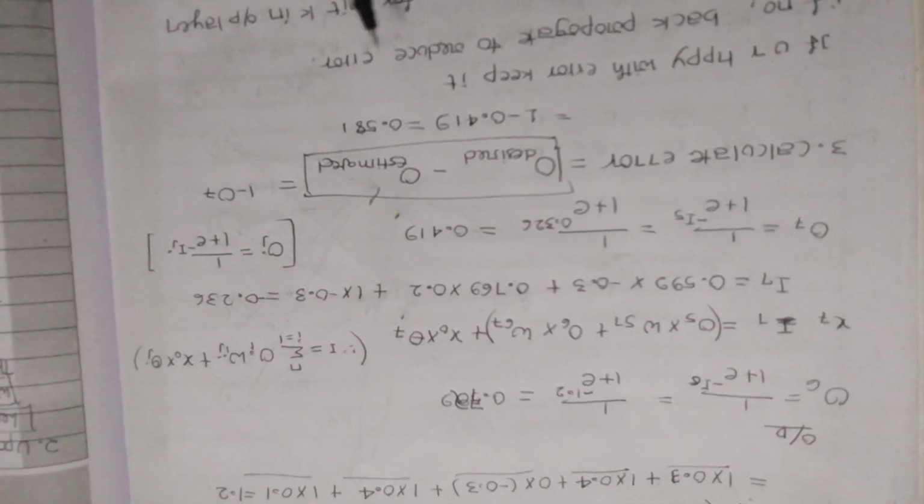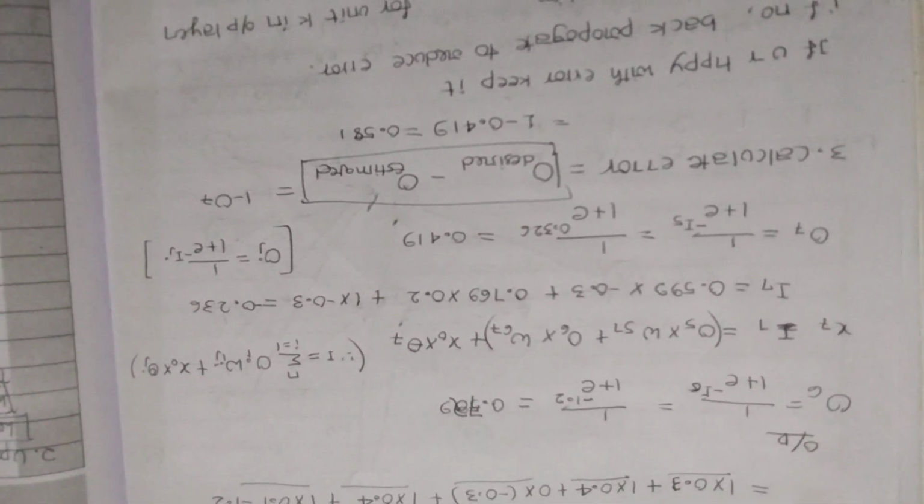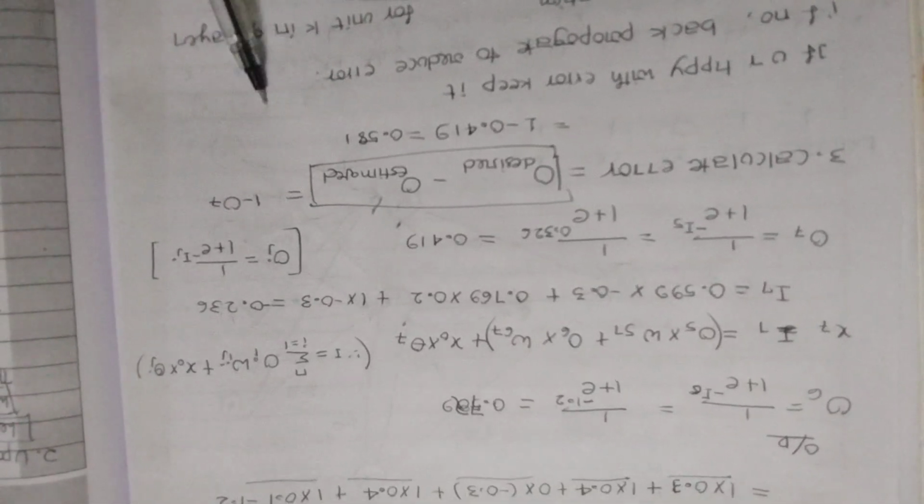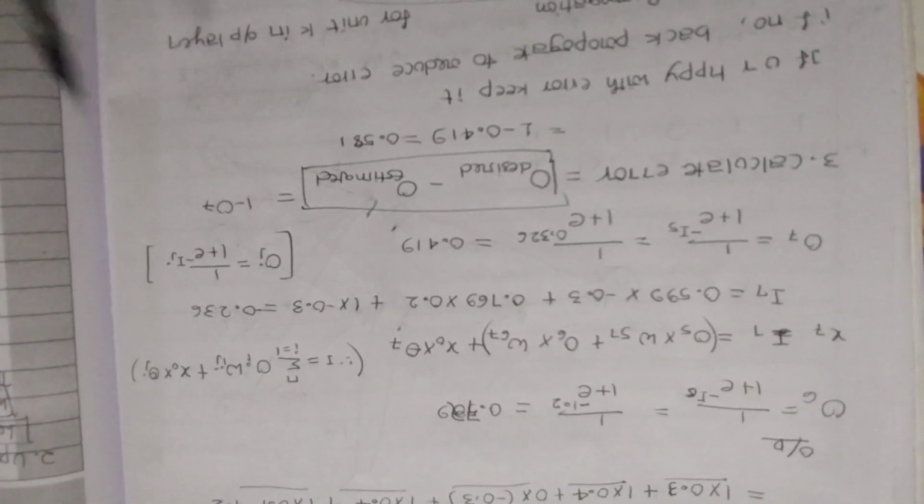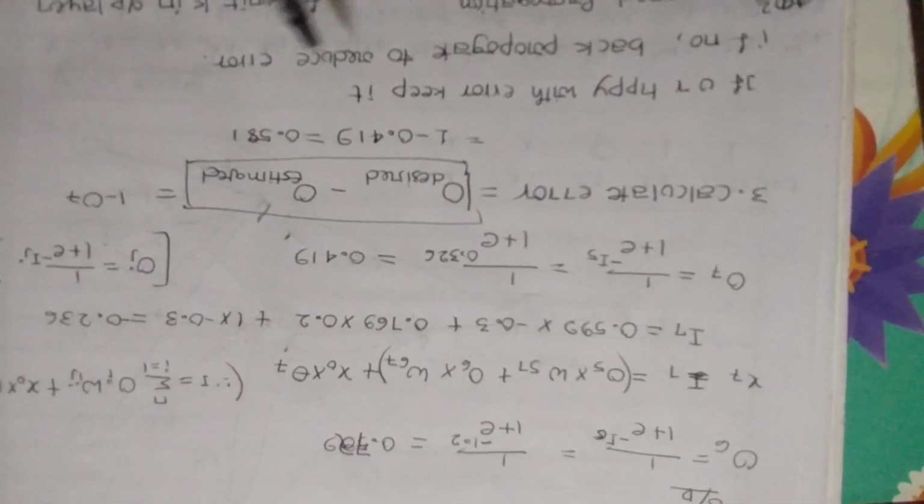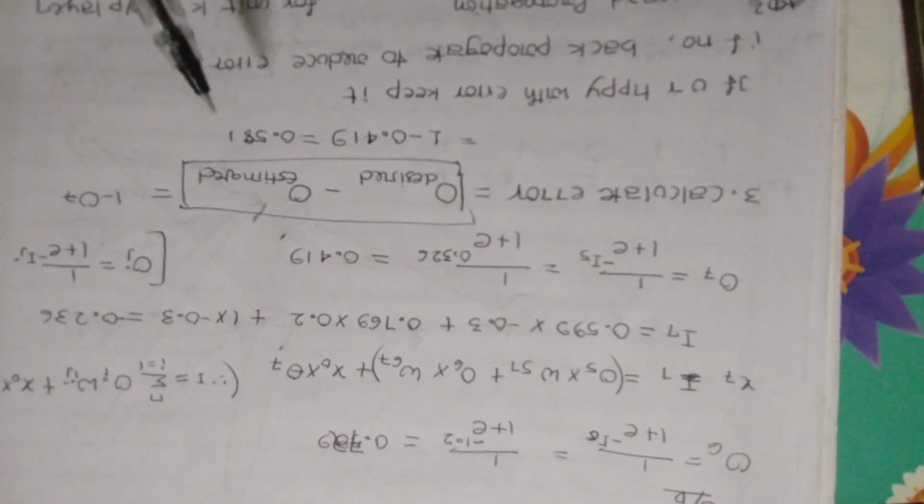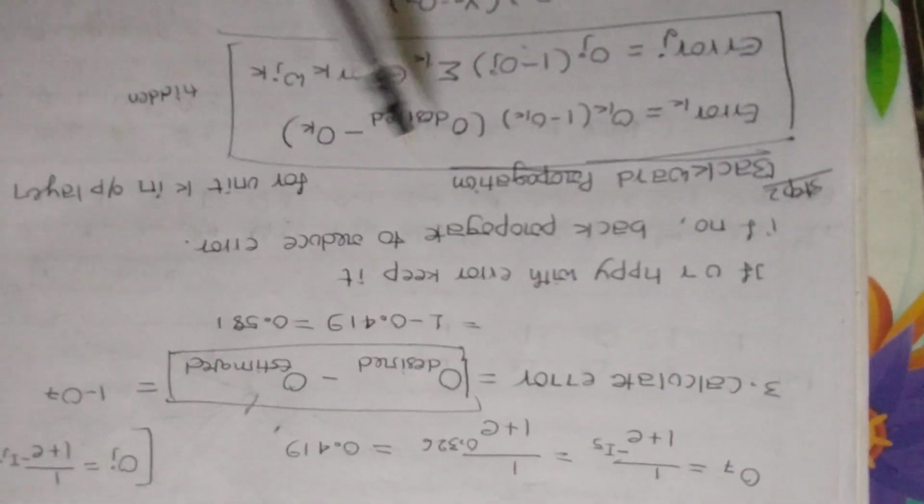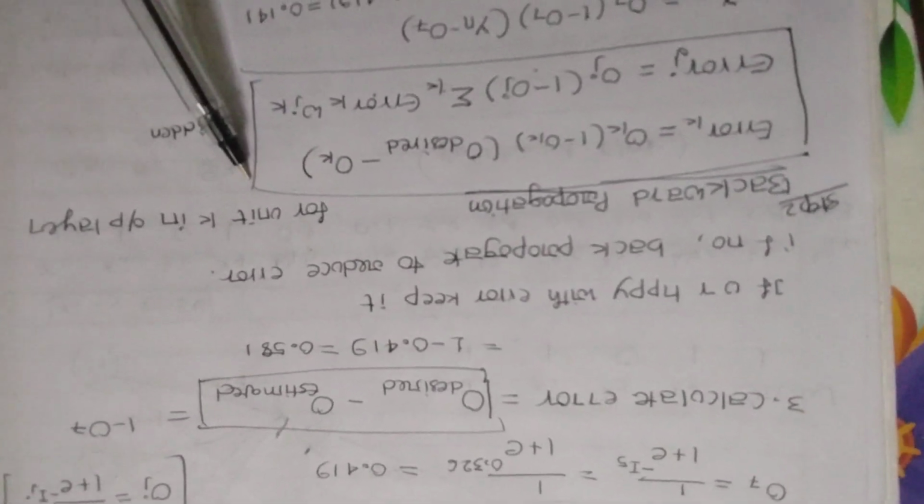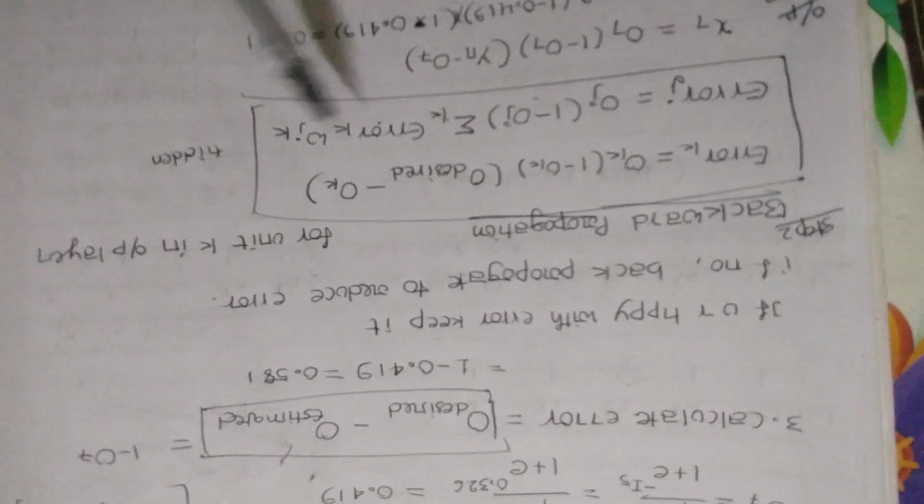Now calculate the error. Error is equal to desired output minus estimated output. The desired output is 1 and the estimated output is 0.419. This is the result which we get. If you are happy with the error, then keep it. If not, then back propagate to reduce the error. This is the back propagation formula.